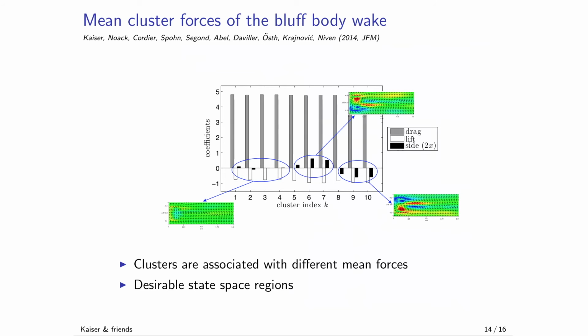Obviously, these clusters can be associated with certain properties that may be desirable or not. For instance, strong side forces have a negative effect on the stability of a car. This is something we investigated more when using CROM for control.